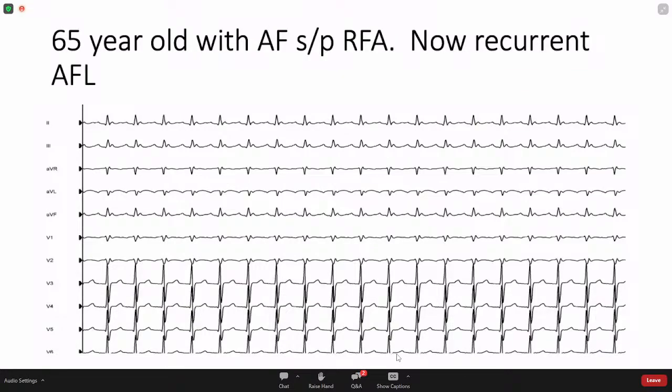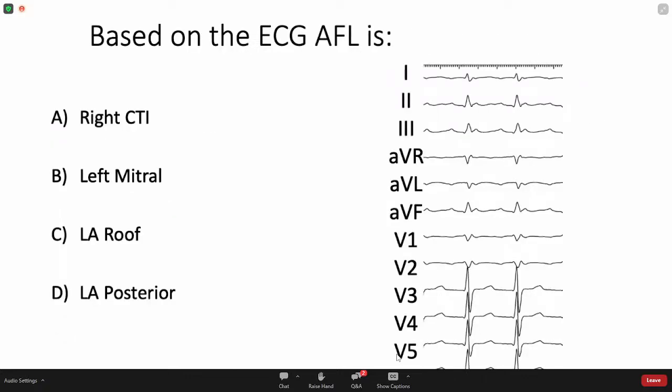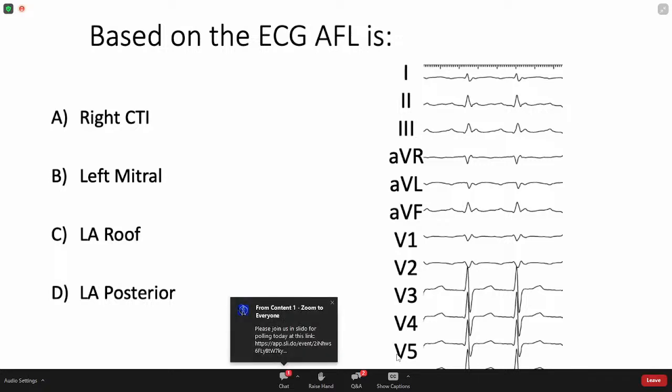Okay, so here's a patient, flutter after ablation, now recurrent. Here's our EKG. Based on the EKG, can you tell me where the flutter is? Do you guys want to do a quick vote on this?